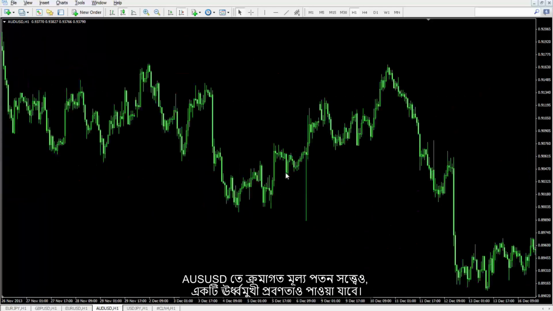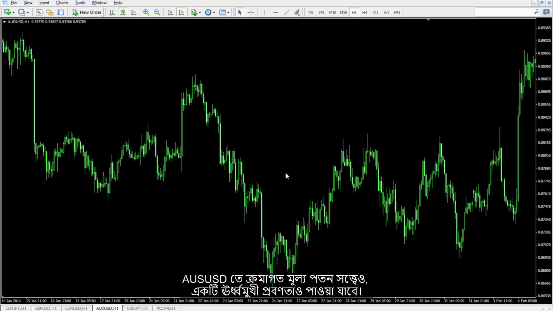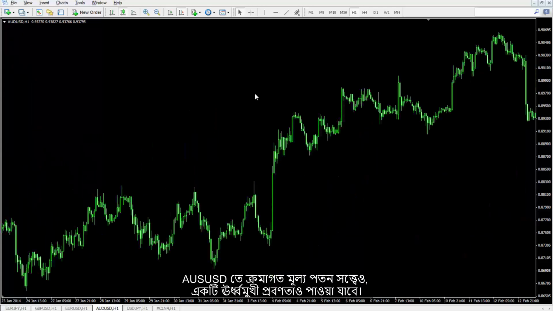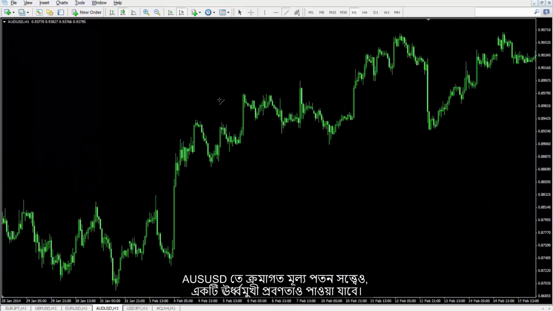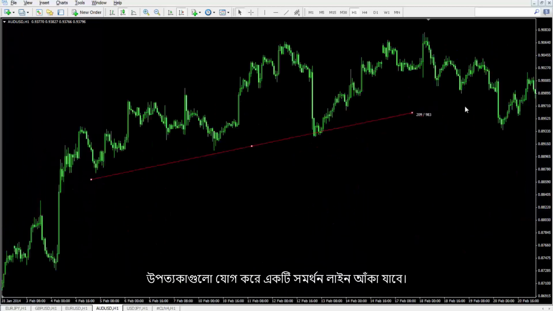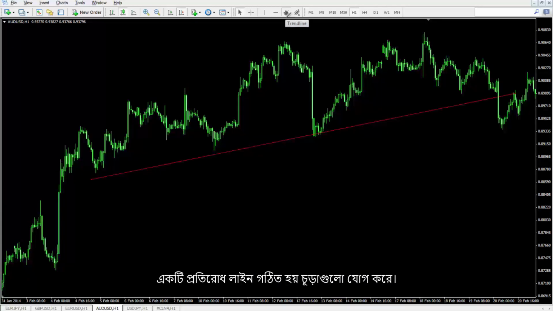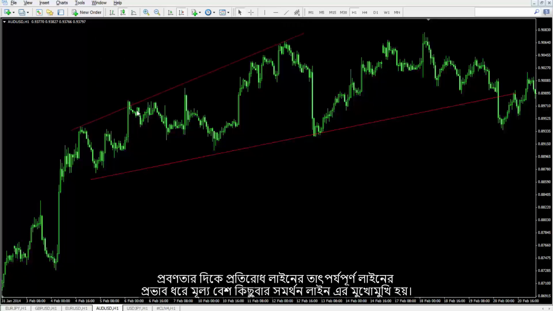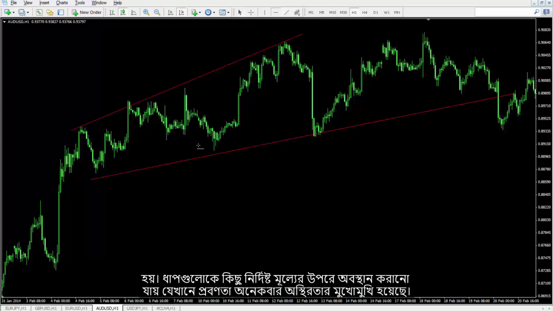Despite continuous price decline in the Australian dollar against the US dollar symbol, an upward trend can be found too. A support line can be drawn by connecting valleys. A resistance line is formed by connecting peaks. Price has met the support line several times, along with the significant effect of the resistance line on trend direction. Levels can be placed on certain prices where the trend has fluctuated numerous times.